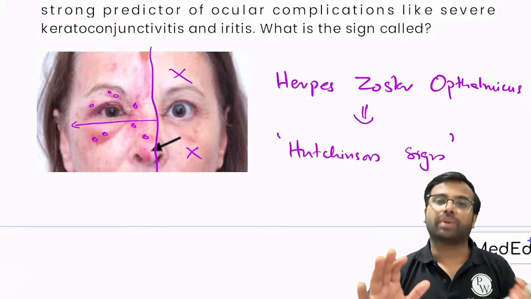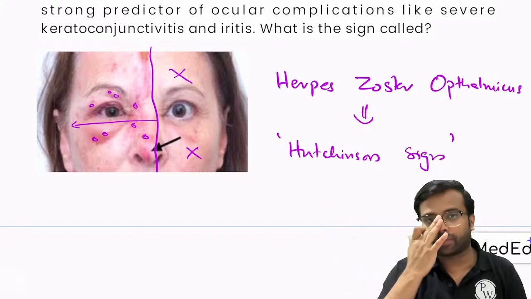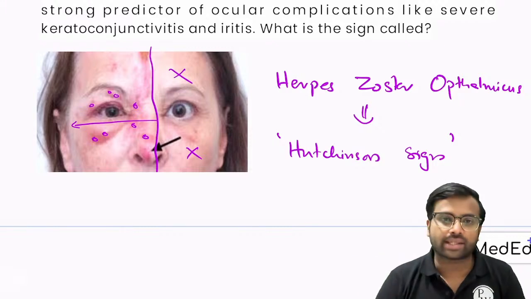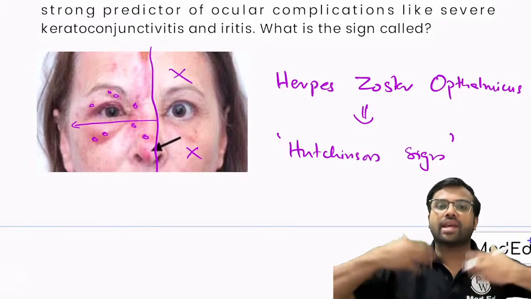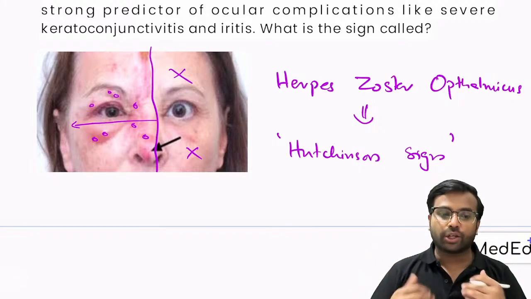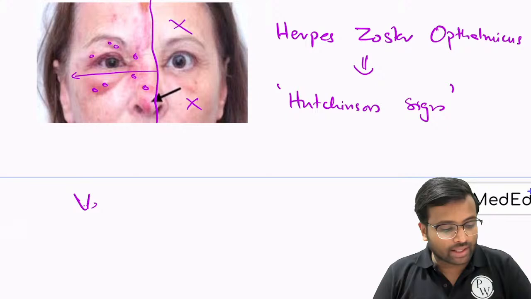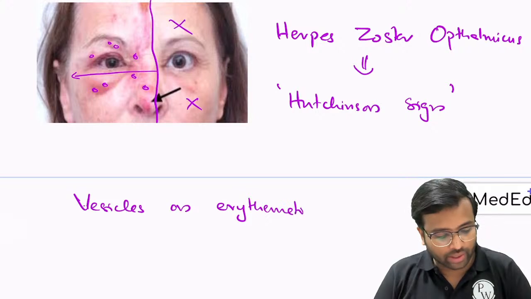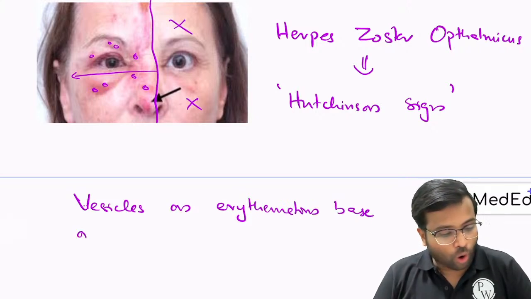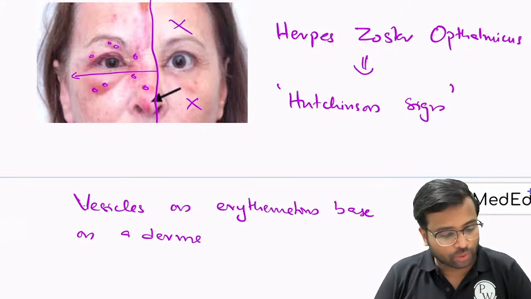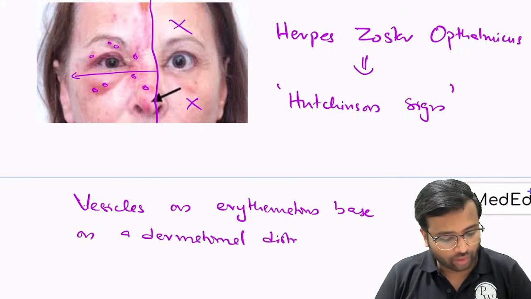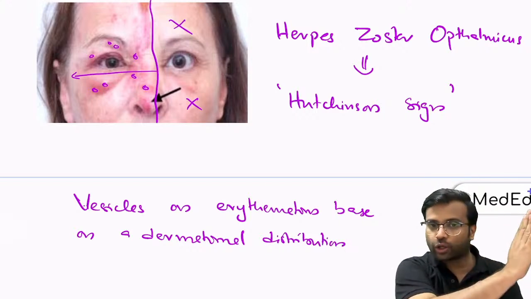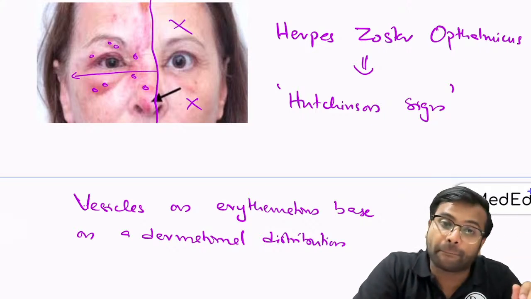So whenever there is a patient who had chickenpox in the childhood, and now there is a reactivation of the chickenpox virus, that is varicella virus, they present to you with vesicles on an erythematous base on a dermatomal distribution. So when there is a dermatomal distribution, the lesions do not cross the midline. They do not cross the midline as well.